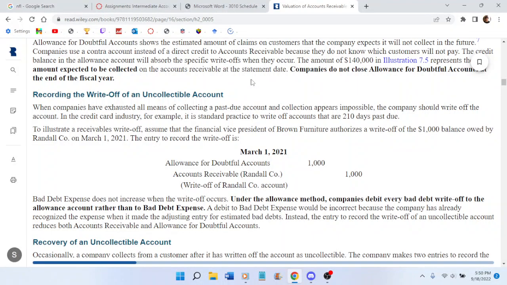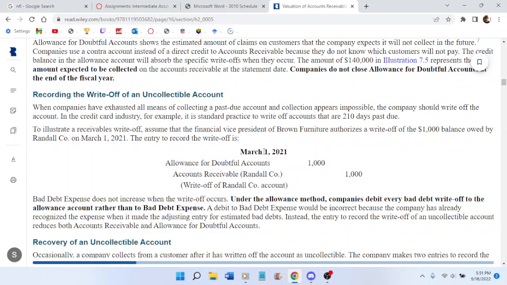So, standard practice is to write off accounts that are 210 days past due. So they will write off a $1,000 balance owed by Randall Company. So you will debit the allowance for doubtful accounts.